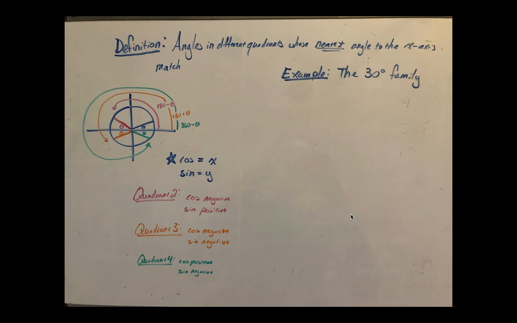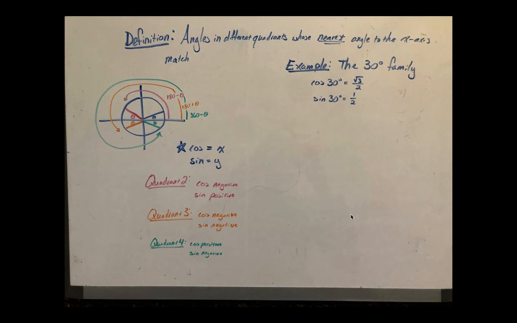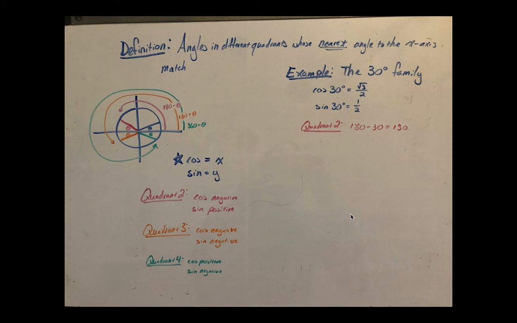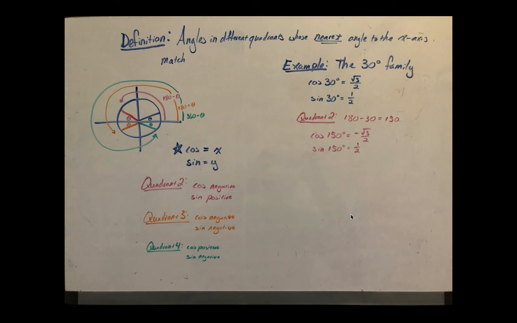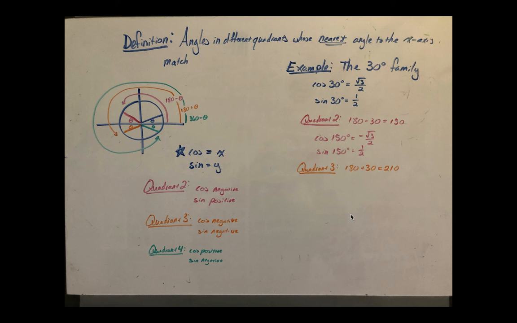So for example, let's have a look at the 30-degree family. In quadrant one, the cosine of 30 degrees is square root 3 over 2, and the sine of 30 degrees is 1/2. In quadrant two, you do 180 minus 30, which is 150 degrees, for the quadrant two family member. That means that the cosine of 150 degrees is negative square root 3 over 2, and the sine of 150 degrees is still positive 1/2.